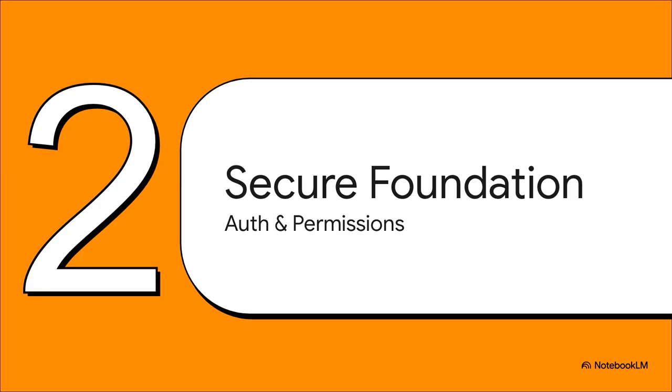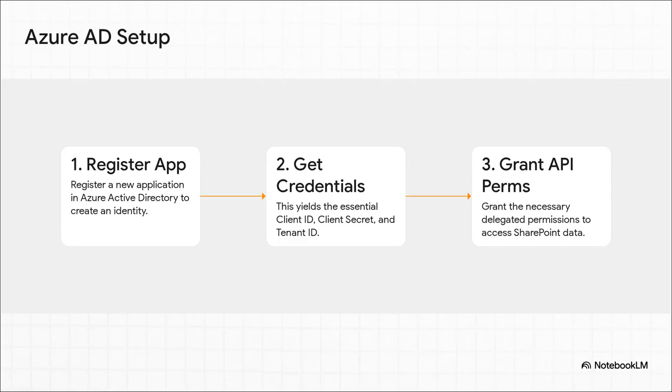Now, before we even think about moving a single byte of data, we have to build a secure foundation. Just like any good construction project, you gotta have the right keys to the right doors. So right here, we're gonna set up secure authentication to let our N8N workflow talk to the whole Microsoft ecosystem. Inside Microsoft's Admin Center, this is our little three-step security dance. First, you register a new application. This basically gives your workflow an official ID card. That process spits out the three things you absolutely need: the client ID, the client secret, and the tenant ID. Think of them as the username, password, and address for your workflow.